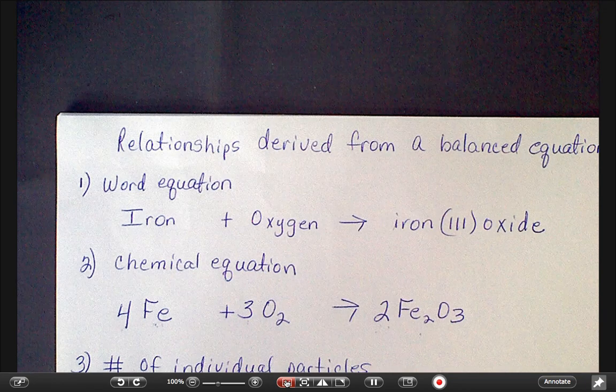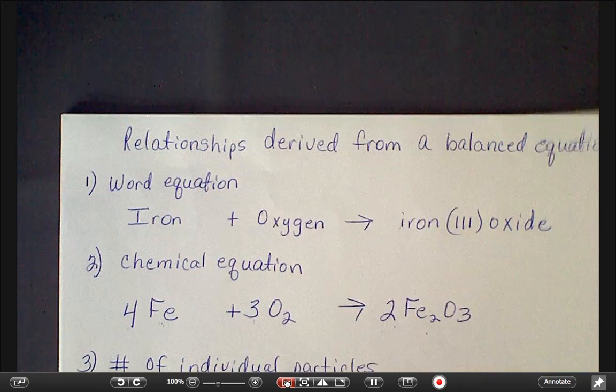Does that make sense? Yeah, I just don't understand why we do the law of conservation of mass if we know it's always going to be equal.